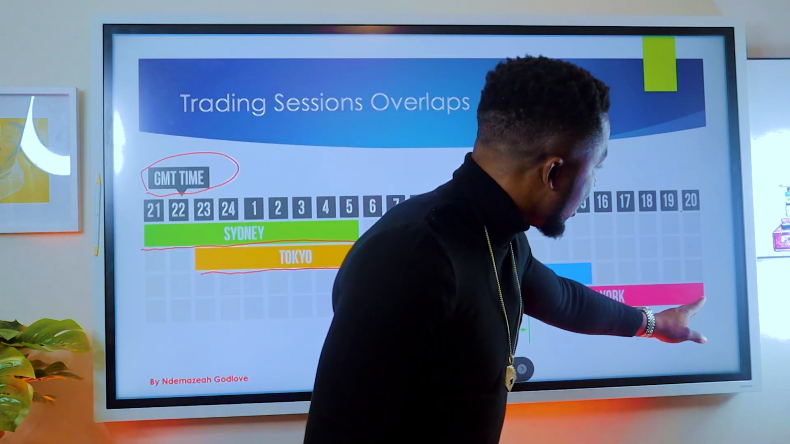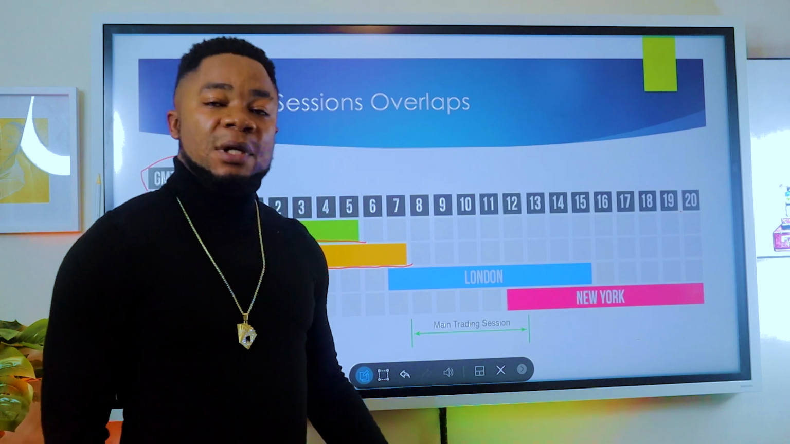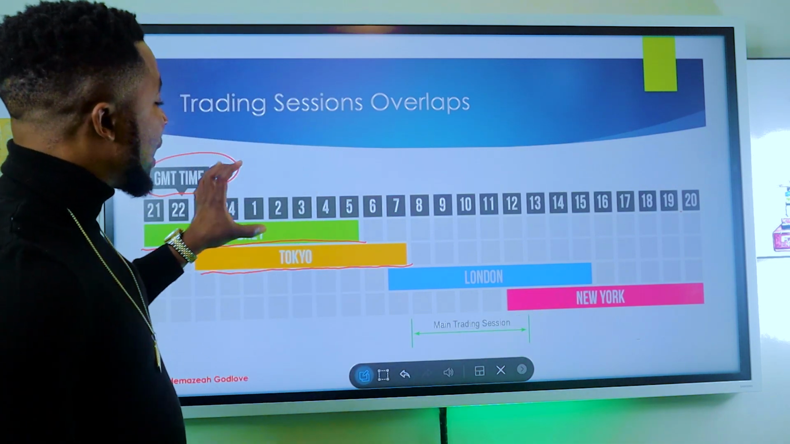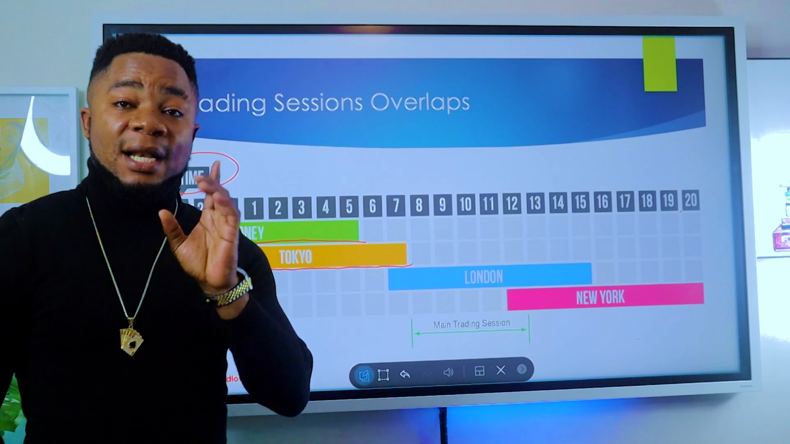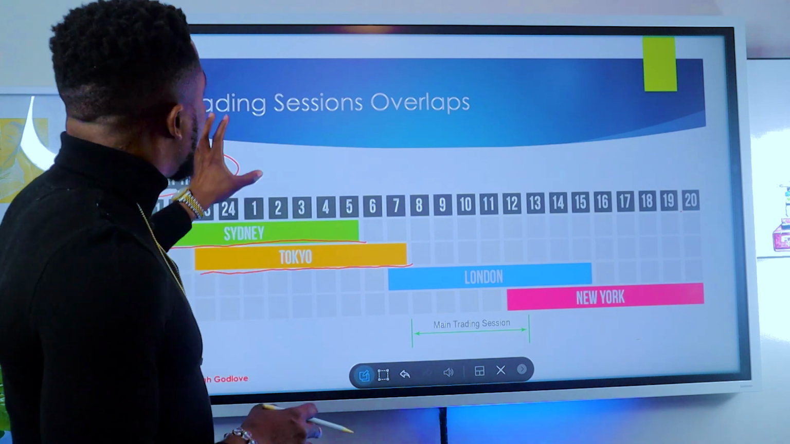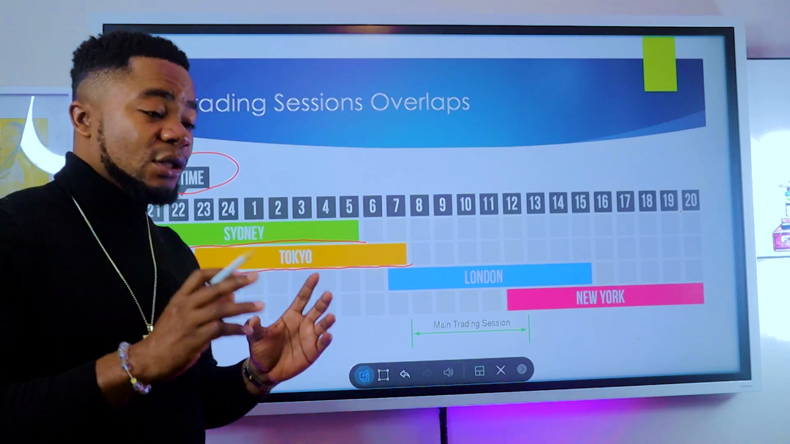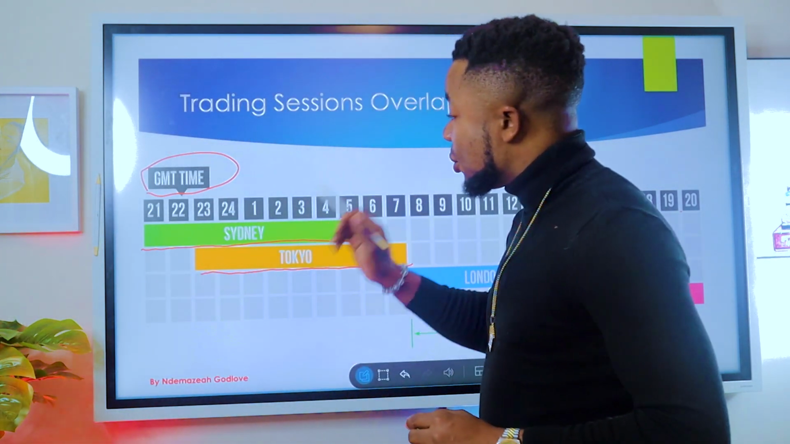and it closes at 8 p.m. So you can see the different market sessions have their opening and their closing times. But what I want to explain by trading session overlaps, this is where you call the trade. If you want to determine where the market has overlap, this is where you'll be able to determine.